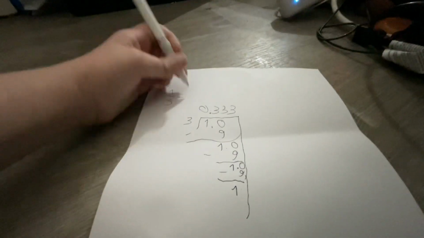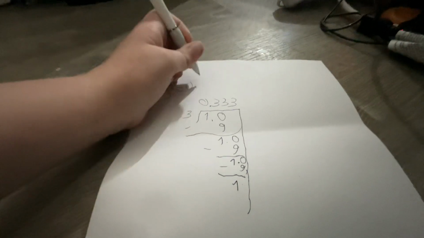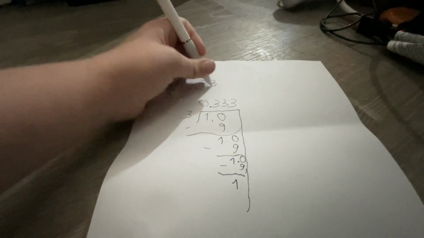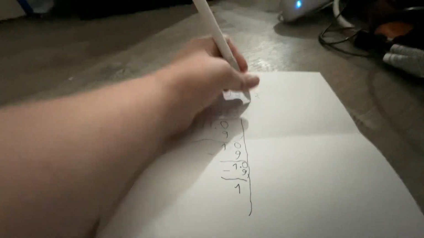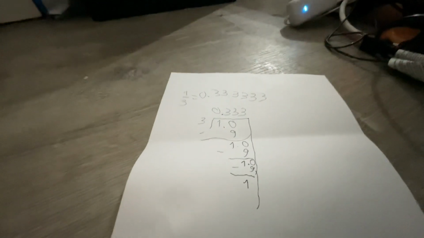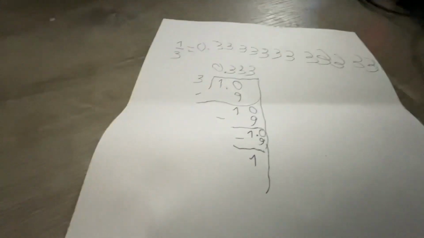And yeah, so that's basically how 1/3 is equal to 0.3333333333. It's like that cycle just repeats over and over again. So yeah, that's basically how to turn 1/3 into a decimal.